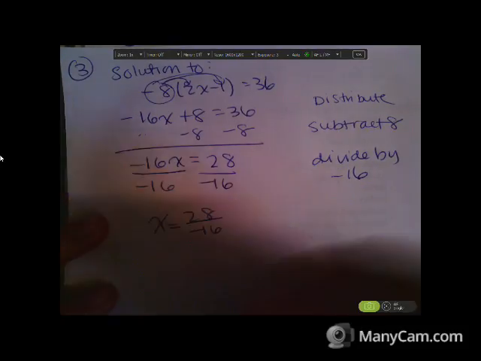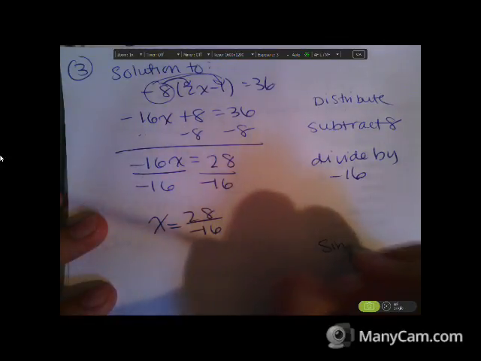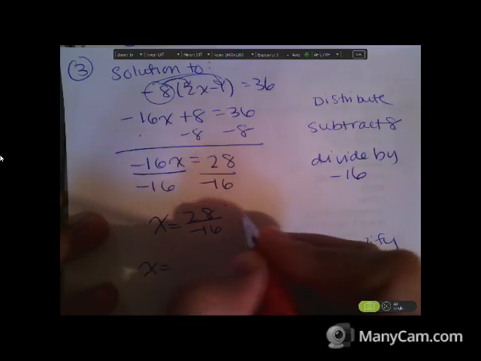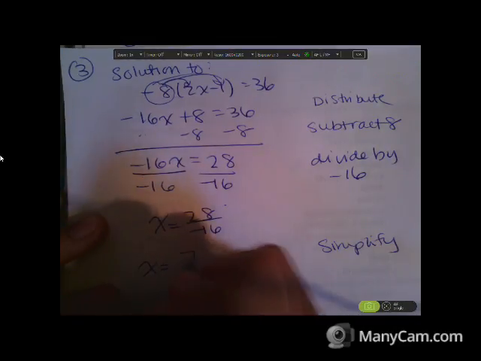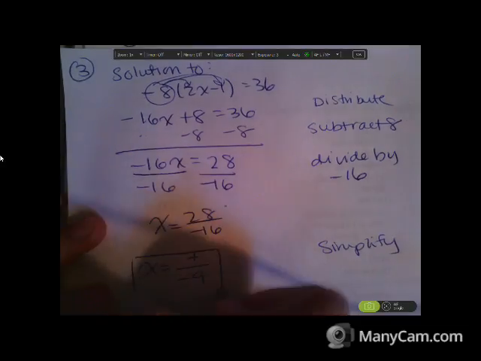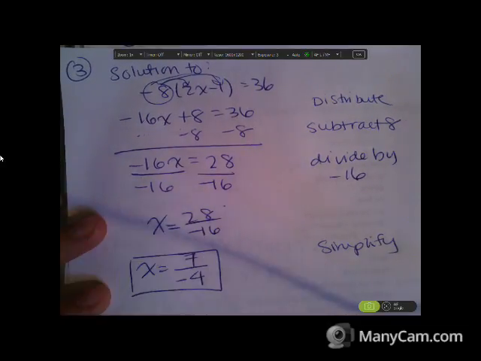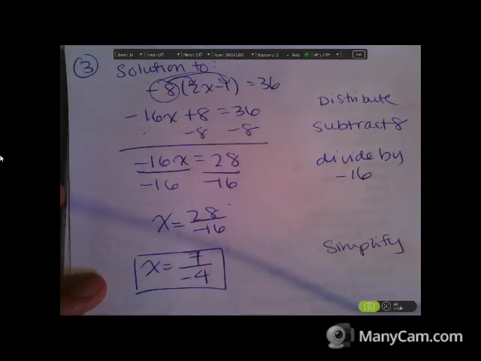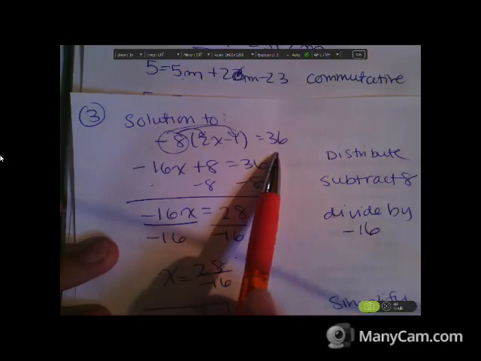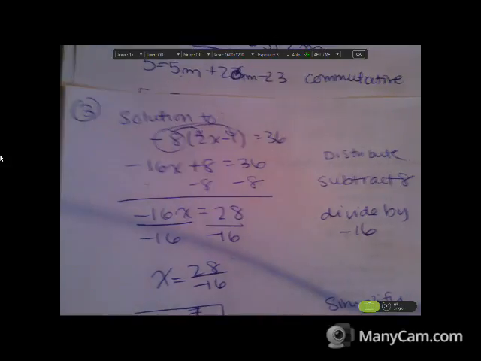But I want to reduce, so we're going to simplify. I'm going to divide 4 on the top. And as I do the top, I got to do to the bottom. So it's going to be negative 7 fourths. And this is our answer. And to see if it's right, you plug x equals negative 7 fourths back into this equation. And if this side equals the right side, then it's the correct answer.